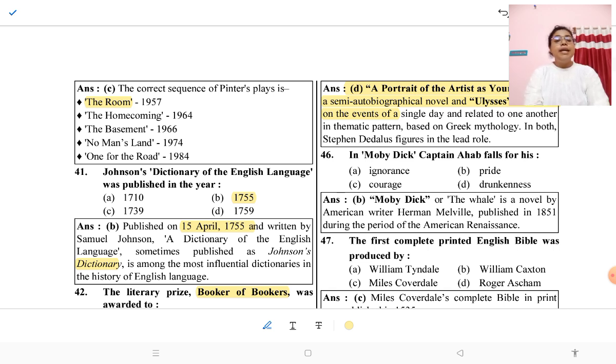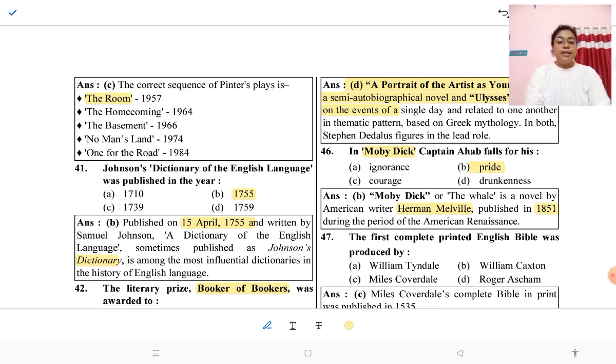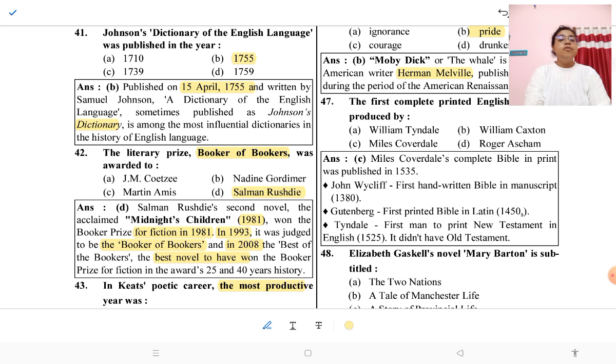Then in Moby Dick, Captain Ahab falls for his pride. Moby Dick is a famous novel by Herman Melville. Moby Dick or The Whale is a novel by American writer Herman Melville, published in 1851 during the period of the American Renaissance. Then, question number 47.